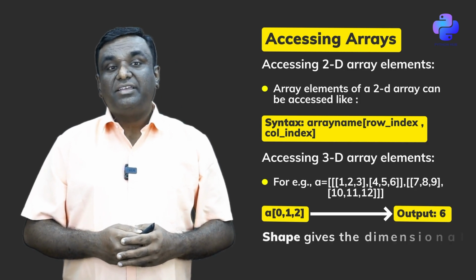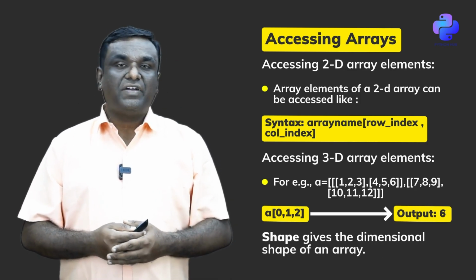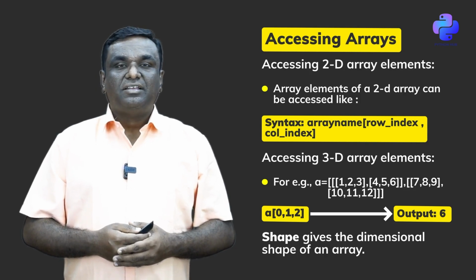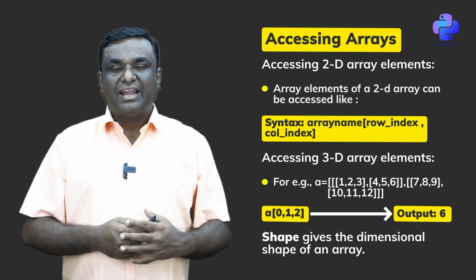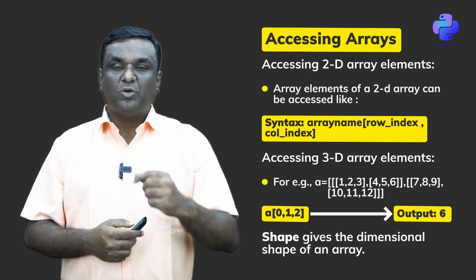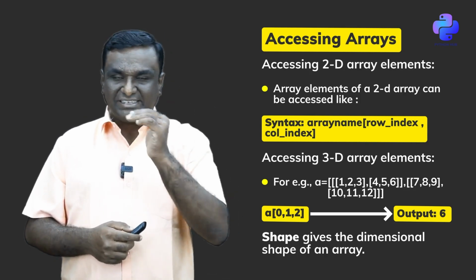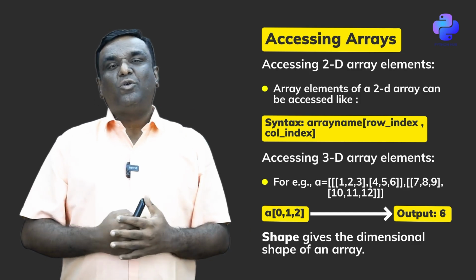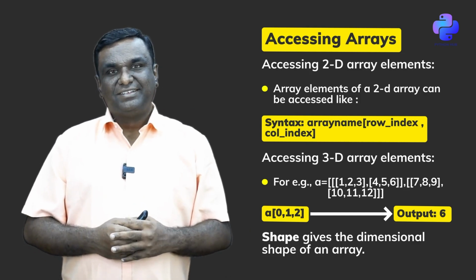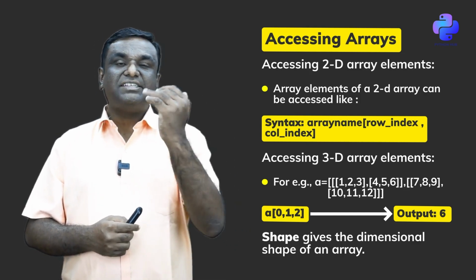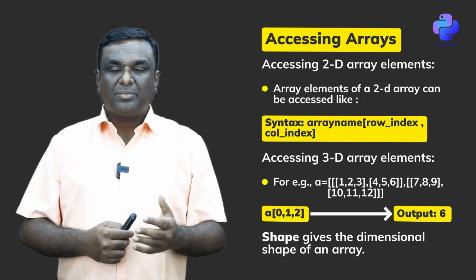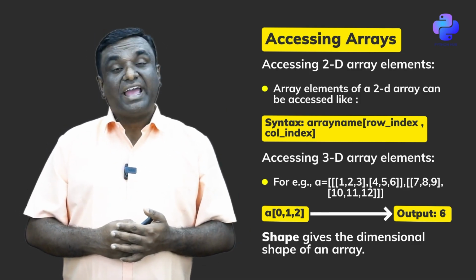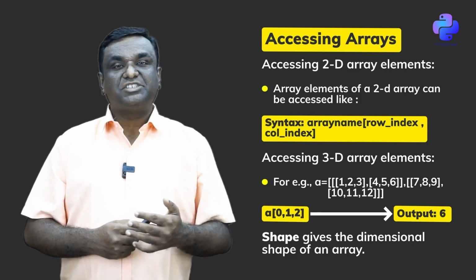The shape gives the dimensional shape of an array. Okay. So let's say, for example, as you can see on the screen, I take this example of A equal to 1, 2, 3, 4, 5, 6, 7, 8, 9, 10, 11, 12. That is a 3 by 4 array I have created. If I say pull A[0, 1, 2], automatically the output will be 6. This is how I access the different elements that are stored in the array.